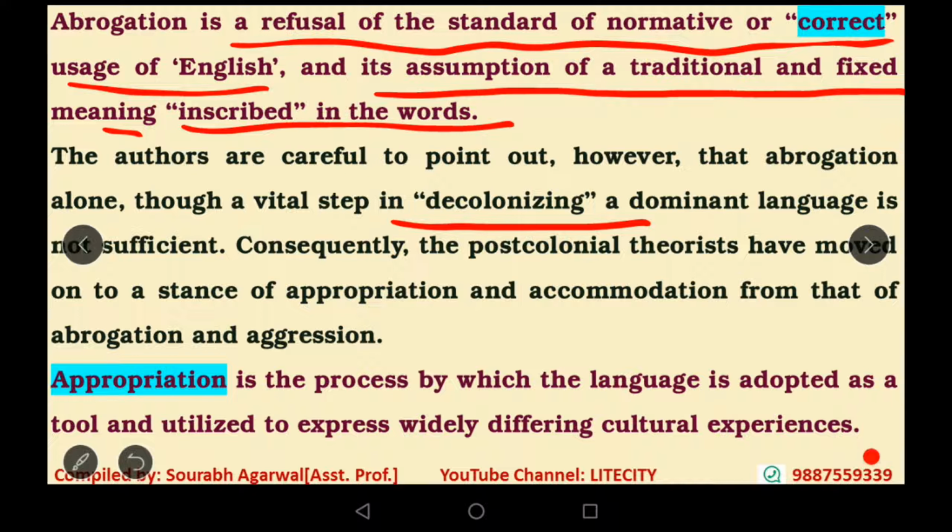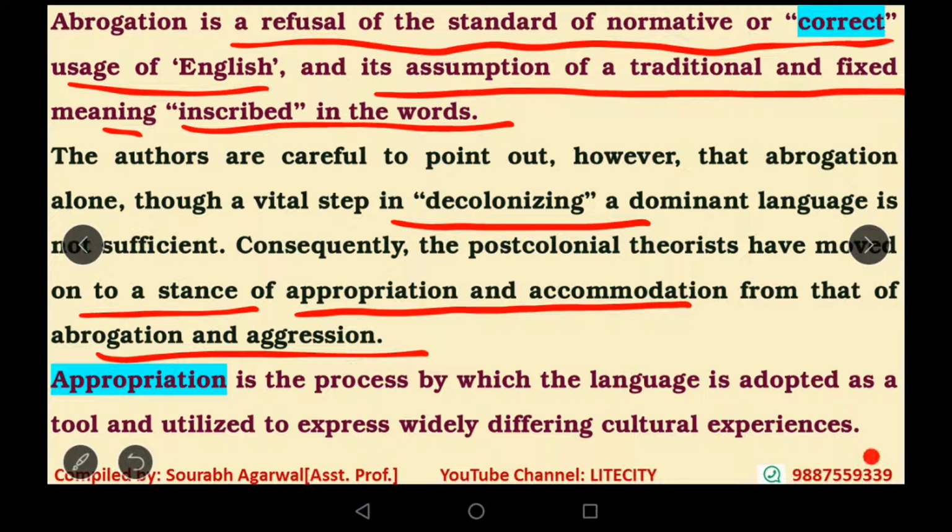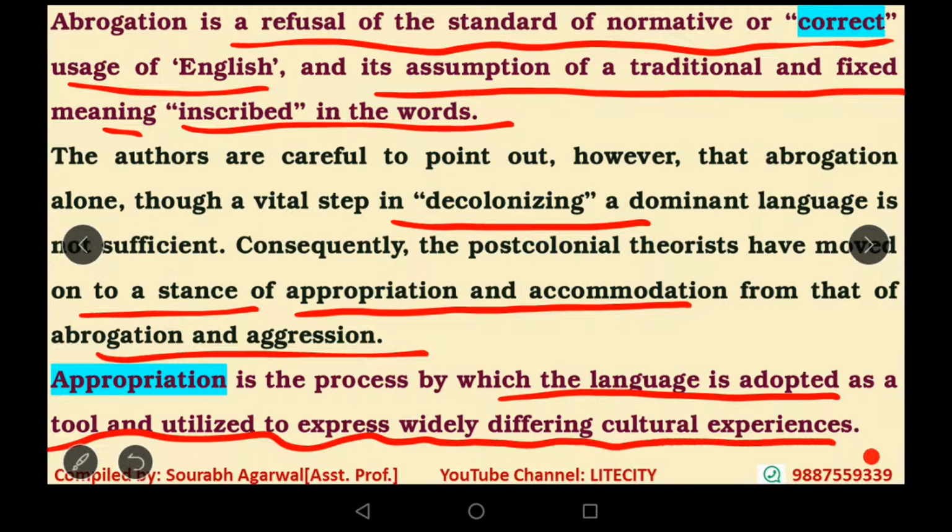Consequently, the post-colonial theorists have moved to a new stance. It is a stance of appropriation and accommodation, from that of abrogation and aggression. Because appropriation is on a broader and deeper level. It takes this language completely according to their own culture, their own society, their own mythical backgrounds. Appropriation in this way is the process by which the language is adopted as a tool and utilized to express widely differing cultural experiences.